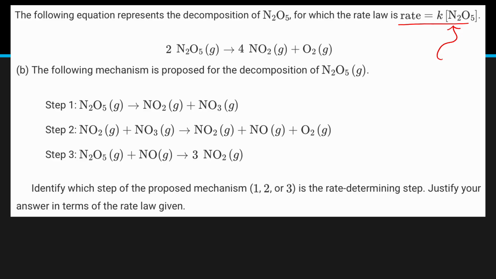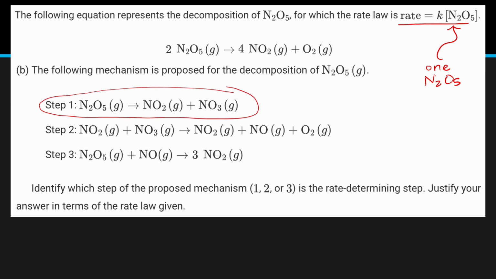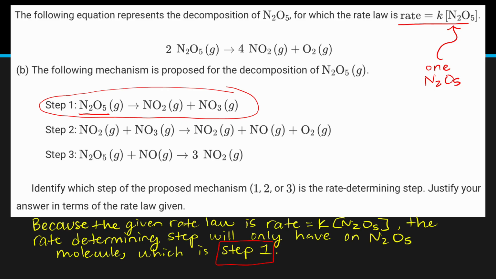and we also know that our rate determining step is only going to have one N2O5 as the reactant, and that's it, because if it had anything else, then it would be in the rate law. So because we know that, step 1 has to be our rate determining step because it only has one N2O5 molecule as the reactant. And here is what I would write on an FRQ.